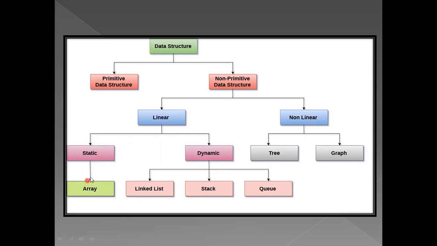An example is the array. In an array, the data is in the form of consecutive memory locations. If A0 is 4, it is 4 only. We cannot change it according to the time. Now in the dynamic, we have three things: linked list, stacks, and queue. One by one, we will discuss them later on the slides. And in the non-linear, we again have two types, trees and graphs.